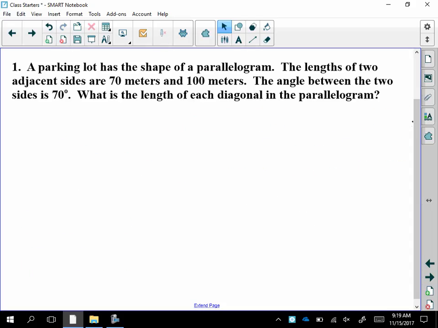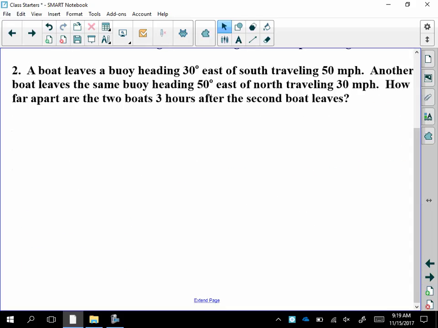All right, number 2 says the boat leaves the buoy heading 30 degrees east of south and traveling 50 miles an hour. And then another boat leaves the same buoy heading 50 degrees east of north, traveling 30 miles an hour. I probably meant to tell you that the second boat was leaving at a different time than the first boat based on this question. How far apart are the two boats?